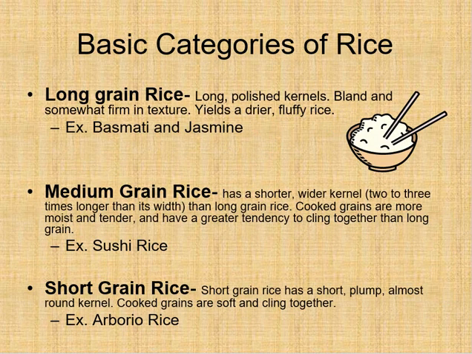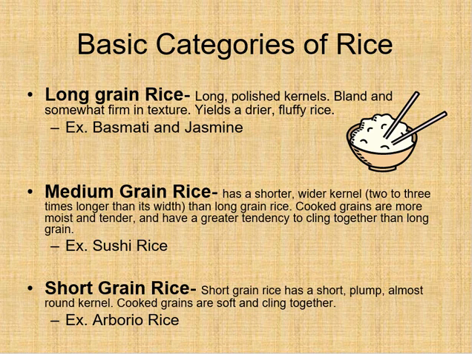So basic categories of rice. We have long grain rice. These are going to be long, polished kernels. They're bland and somewhat firm in texture. They're going to yield a drier, fluffier rice. So example of this would be basmati rice and jasmine rice. It does have a little bit of perfume to it. They're actually really quite good. You'll find long grain rice in Indian cuisine.